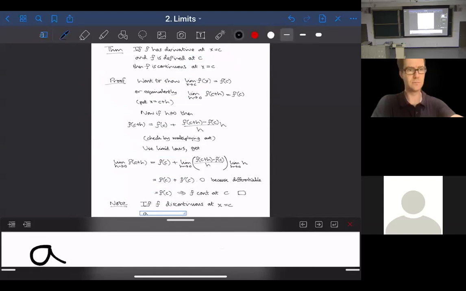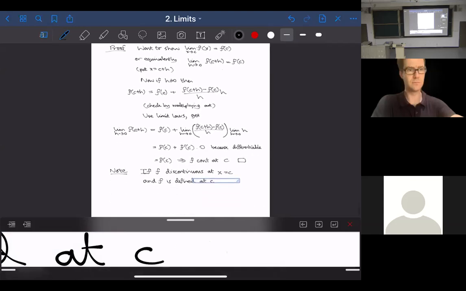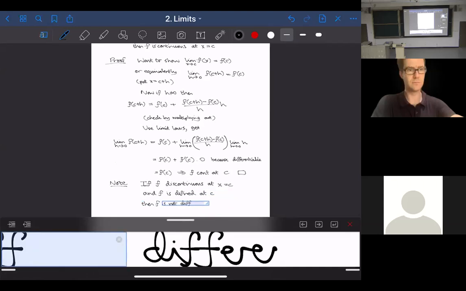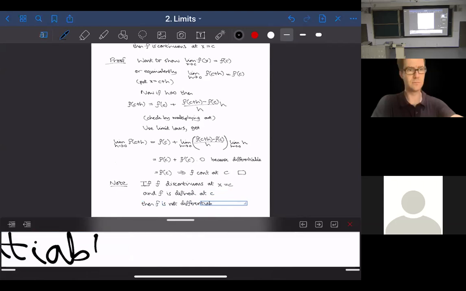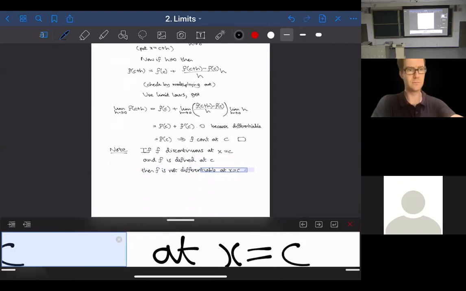Okay, so I also want to say now, if f is not continuous, and f is defined at c, then f is not differentiable at c. Okay, so let's give an example.